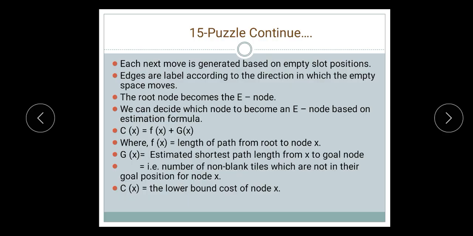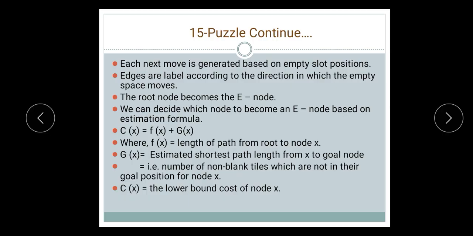C of x is nothing but the least cost. We have to find out the minimum cost to move further. f of x is the length of the path from the root node to x, that is, the number of levels, the level number. Whereas g of x is the shortest path length from x to the goal node.